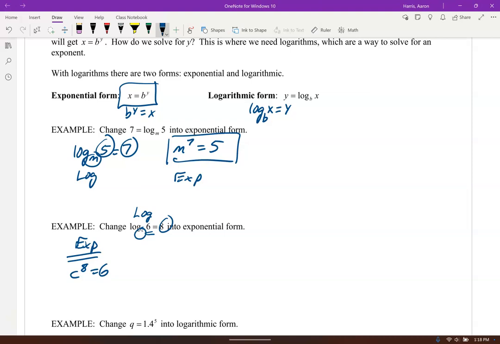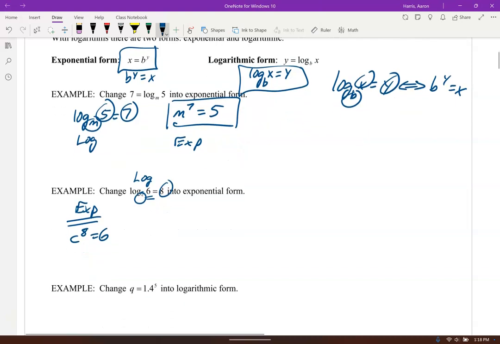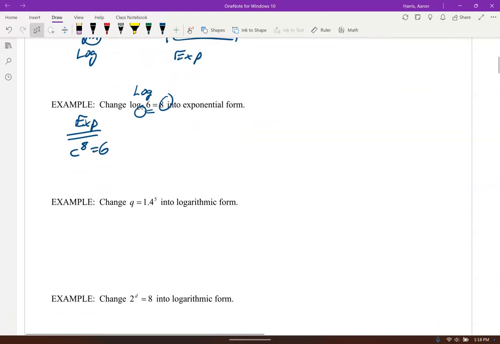So that's the property that these logarithms have. If log base b of x equals y, that's true if and only if b to the y equals x. Again, you can have those two forms. Okay, let's keep going here.